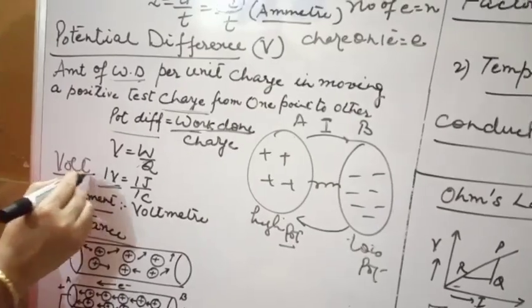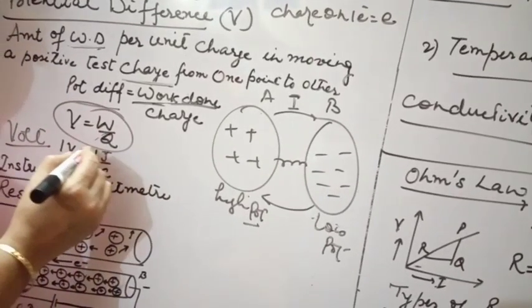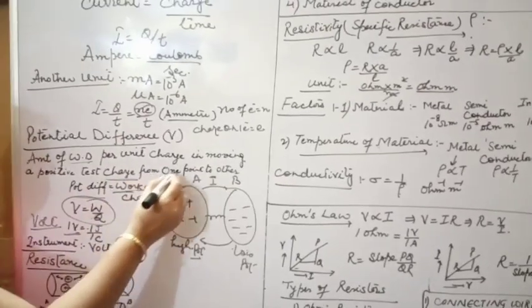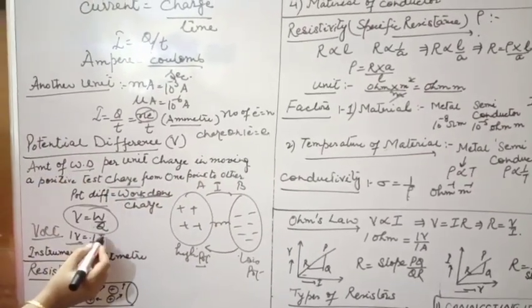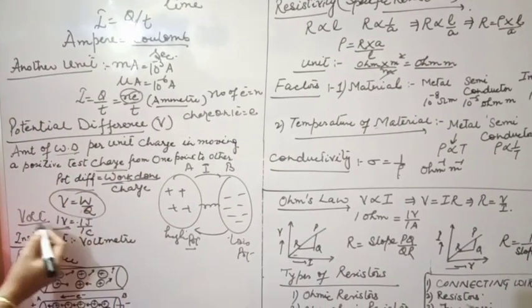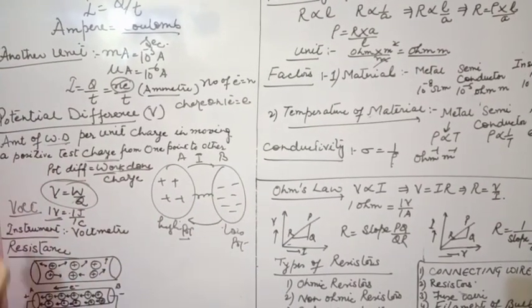How we can define 1 volt with the help of this formula? 1 volt we will define if 1 joule work is to be done per unit charge in moving a positive unit 1 coulomb charge from one point to the another point. That means work done we consider 1 joule, and charge we will consider 1 coulomb. In that case we will say potential difference across the end of the conductor is 1 volt.